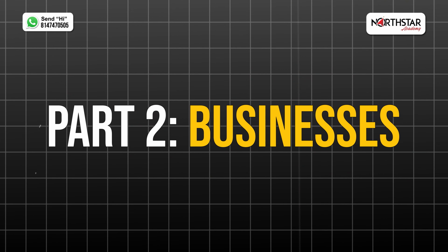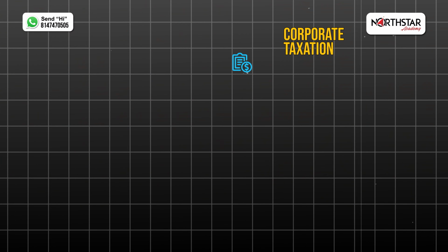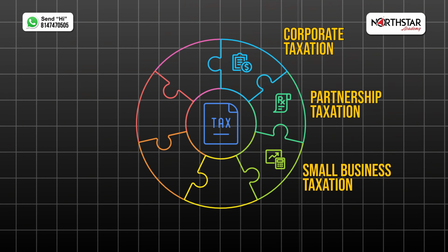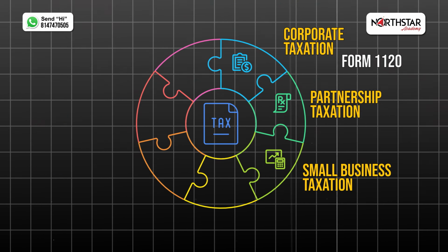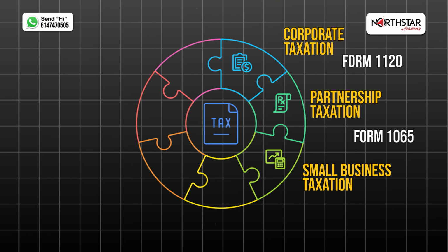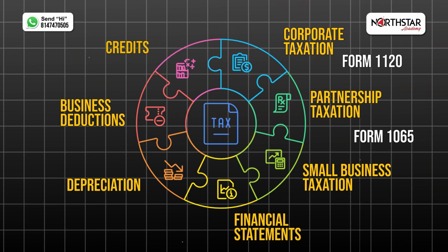Part 2, businesses. This is the most challenging part as it covers corporate taxation, partnership taxation and small business taxation. You'll need to be familiar with various forms like Form 1120 for corporations and Form 1065 for partnerships. There's a lot of emphasis on financial statements, depreciation, business deductions and credits.